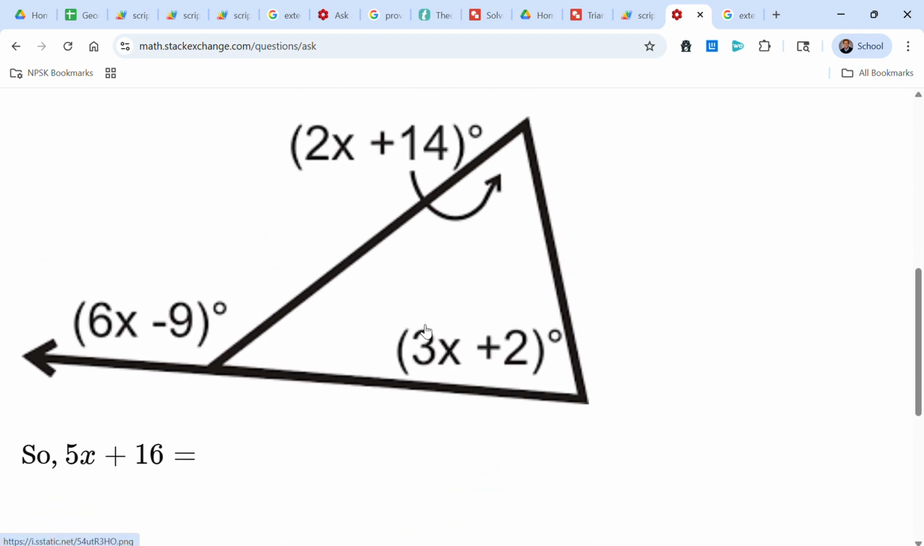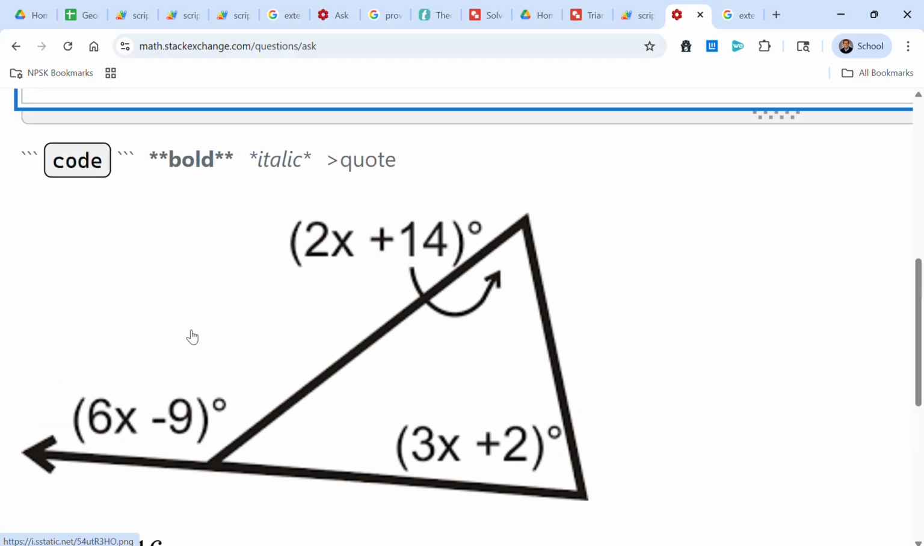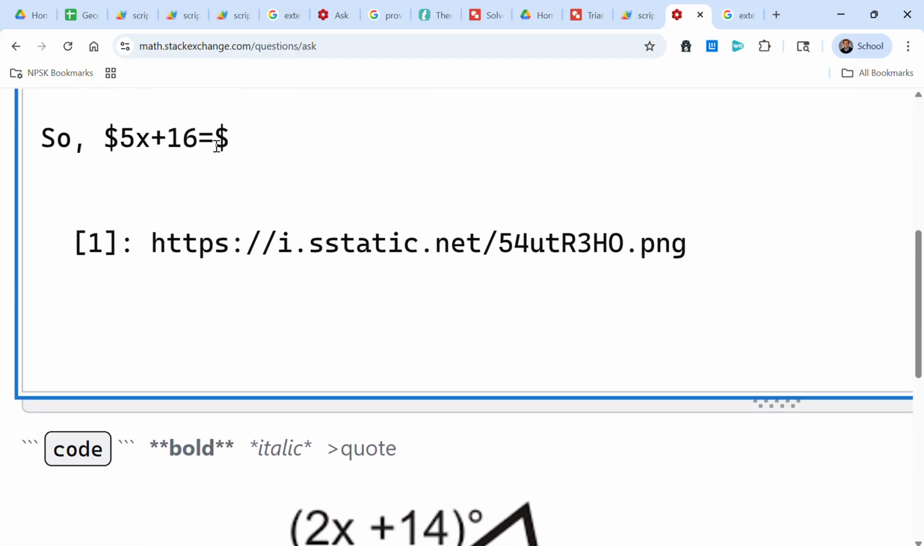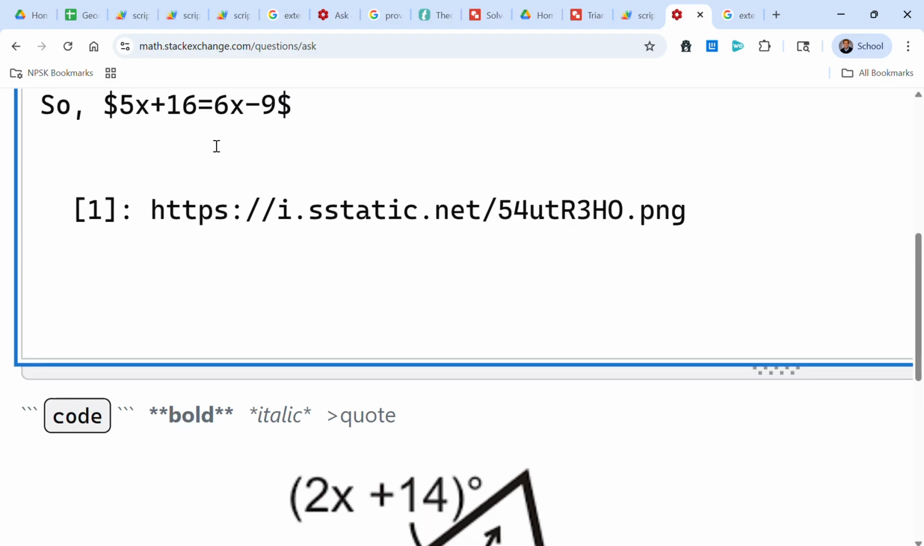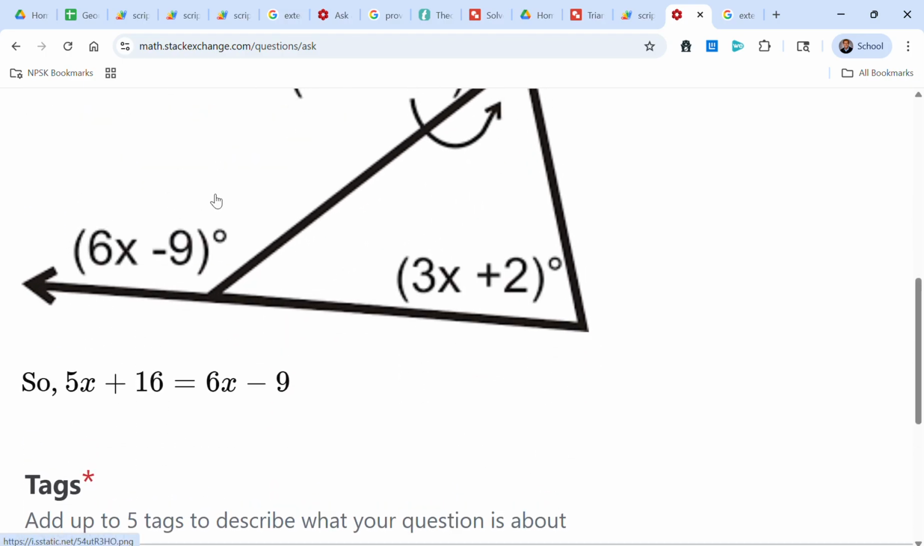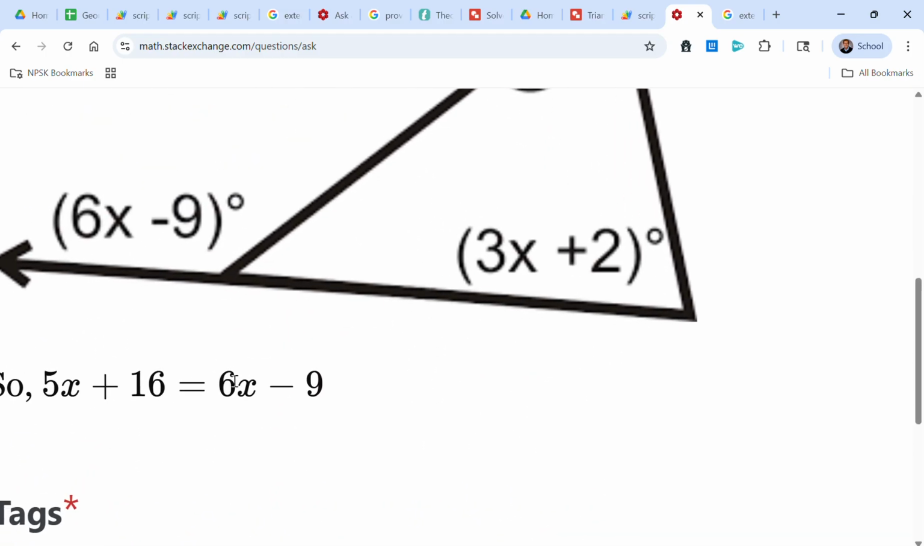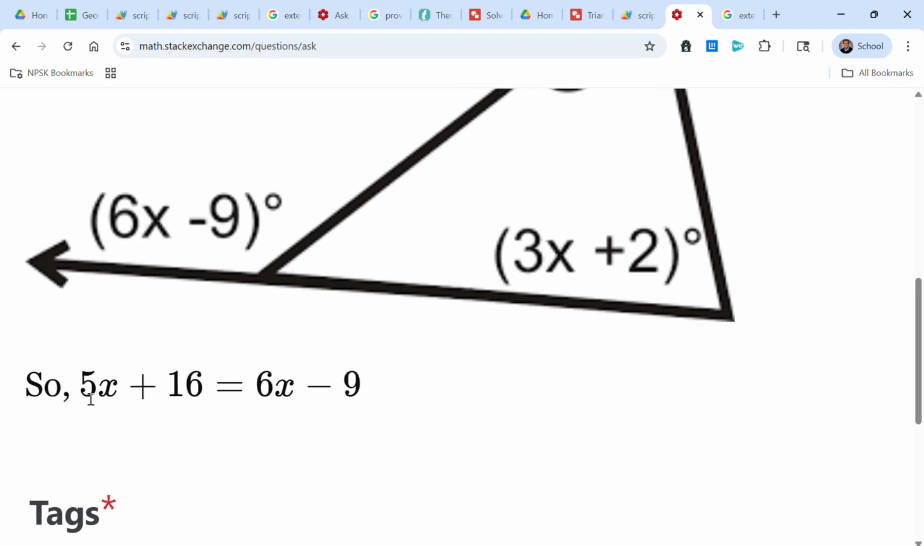So I'm just adding 2x and 3x, 14 and 2 to get that. It's equal to this guy over here, 6x minus 9. So we're going to write 6x minus 9. At this point, I have an x on the left side and an x on the right side. I need all my x's on one side. It's either the left or the right.